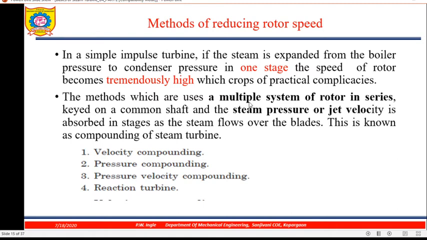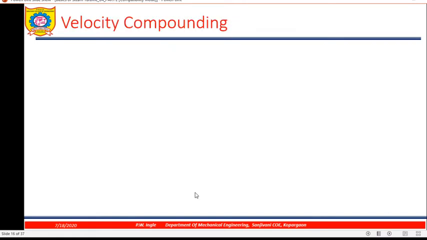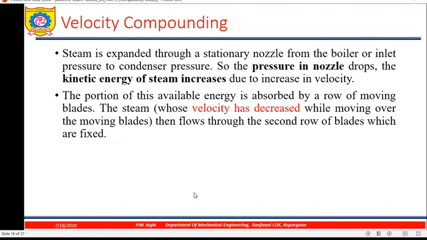Compounding uses methods with multiple rotors in series, keyed on a common shaft, so that steam pressure or jet velocity is absorbed in stages. So compounding is nothing but multi-staging of impulse turbine. We do compounding for velocity reduction, or to use the high velocity or high pressure in a number of stages, or it may be pressure-velocity compounding or reaction turbine. So we'll see one by one, what is velocity compounding.